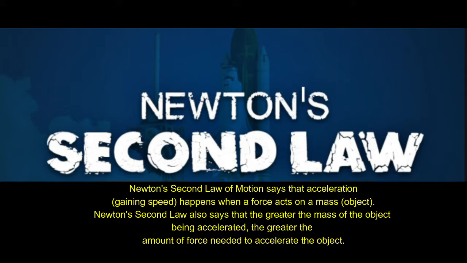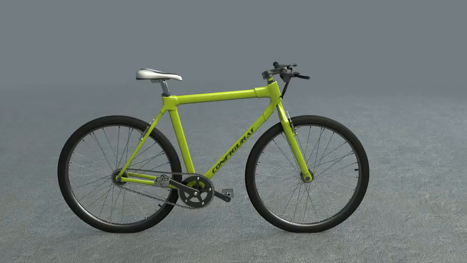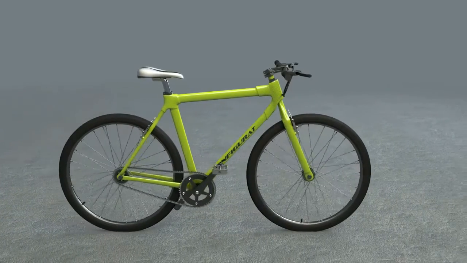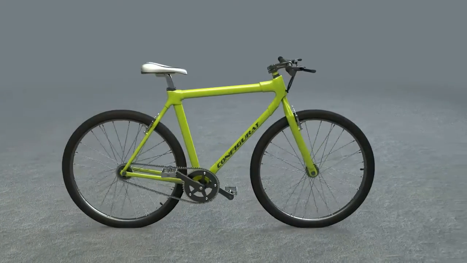The second law is the law of mass and acceleration. Newton's second law of motion says that acceleration, or gaining speed, happens when a force acts on a mass or an object. Newton's second law also says that the greater the mass of the object being accelerated, the greater the amount of force needed to accelerate the object. The formula of the law is F equals m times a, and the force is mass times acceleration. For example, riding a bicycle, the bicycle is the mass. Your leg is pushing the pedals of the bike. The bicycle is the force.